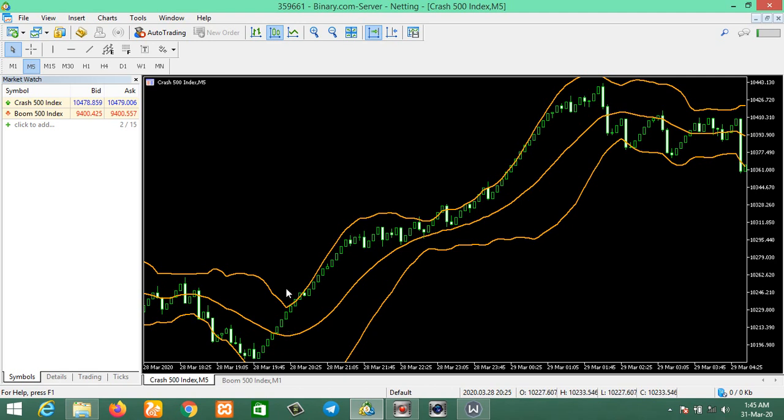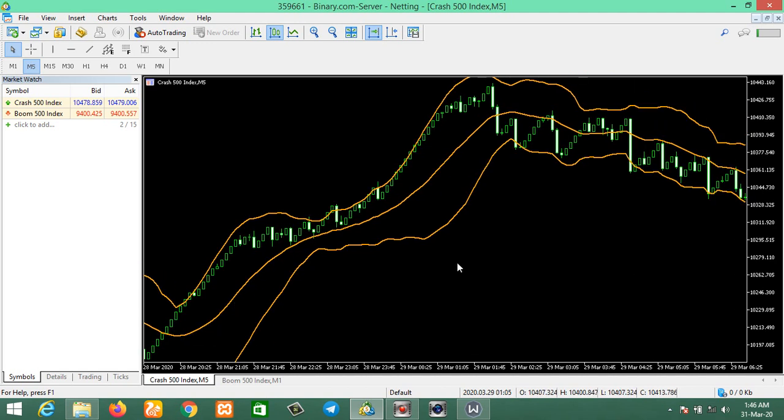So it will take its time to go to the upper Bollinger Band. If you have good capital that you can stay for long, you stay there until it reaches the upper Bollinger Band, then you move away from it. Okay, so let's check another example.